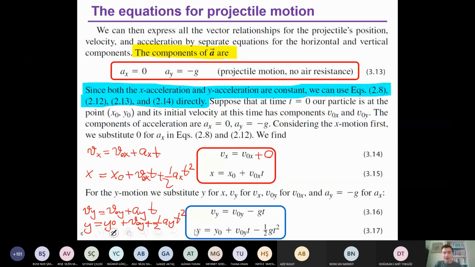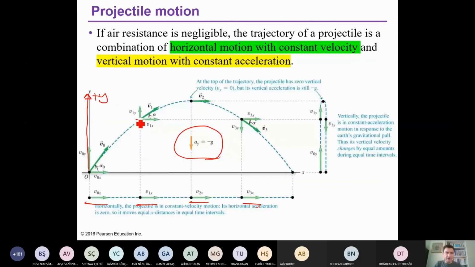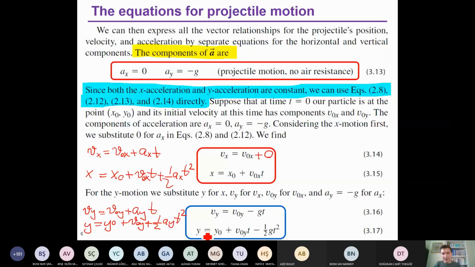Then y, final position. So this is position 1. This is the maximum height. This is another position here. This is another position along the y, let's say. Okay, so you can calculate the position along the y-axis by using this equation, y0 plus v0y times t, instead of plus 1/2 a_y t squared, minus 1/2 g t squared, because instead of a_y, we use minus g.